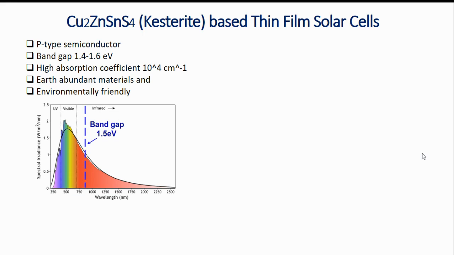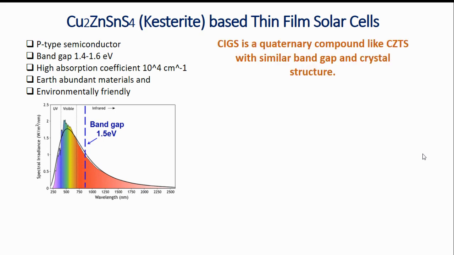When we are talking about the kesterite-based thin film absorber layers, we are particularly interested in solar cells. Kesterite-based layers are p-type semiconductors, and their bandgap is within the promising range for a solar cell material. It has a high absorption coefficient, and it is a really low-cost and environmentally friendly combination.